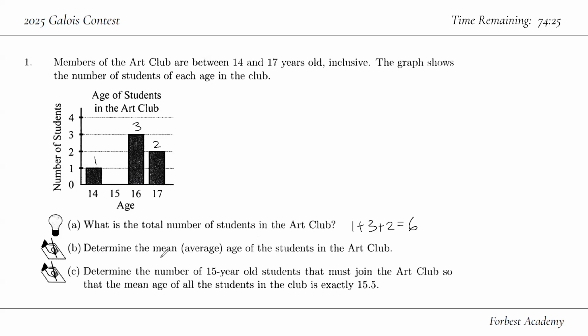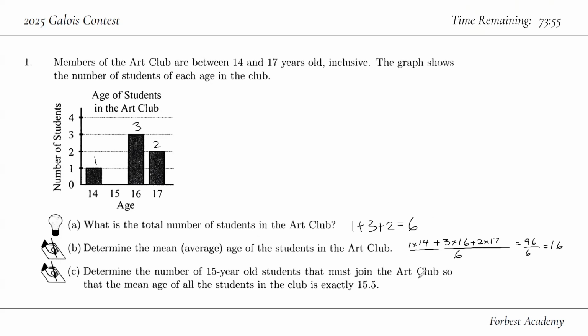Part B: determine the mean or average age of the students in the art club. A weighted average would be 1 times 14 plus 3 times 16 plus 2 times 17, divided by the total number of students. So that's equal to 14 plus 48 is 62, plus 34 is 96, over 6, which is 16.